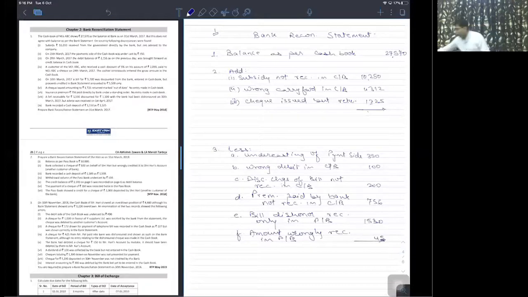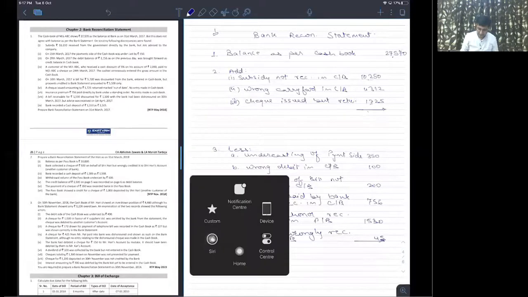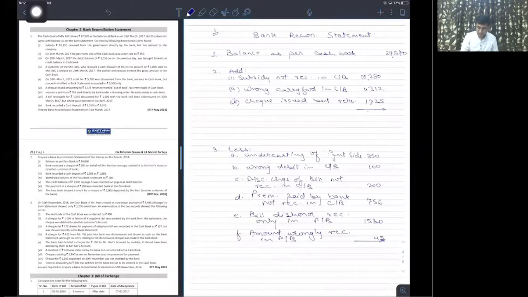Now total of add column comes to what? 1,050 plus 4,312 plus 1,725. That is 16,287. So subtotal of this comes to what? Plus 27,570. That is 43,857.